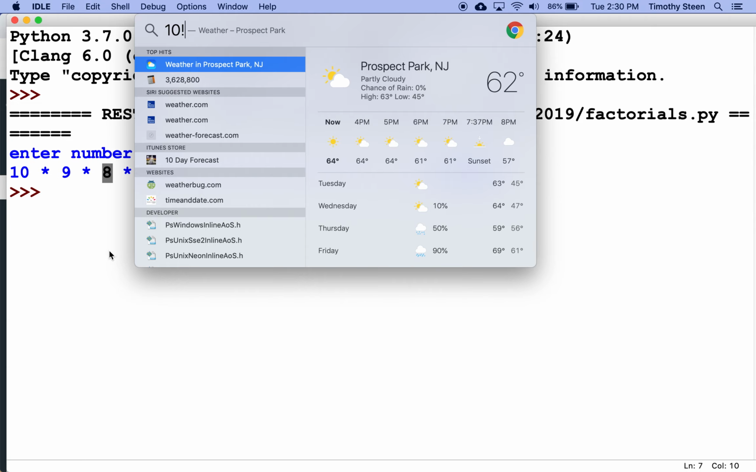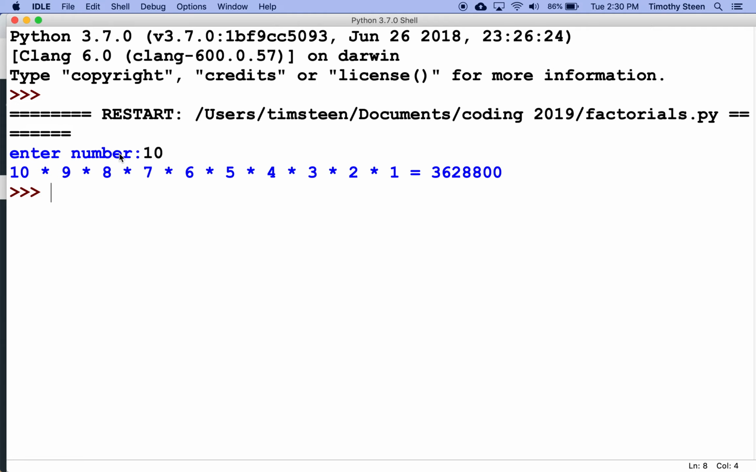But okay, so that's what it's going to look like. Of course, it only has to do it once, so then you could go back and run it again, try other numbers, but that's what it does.